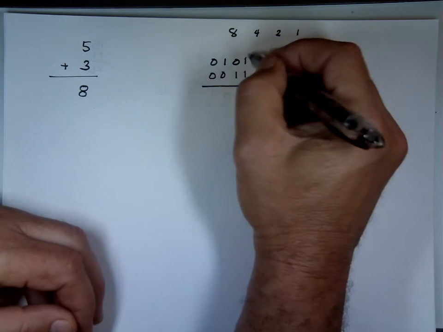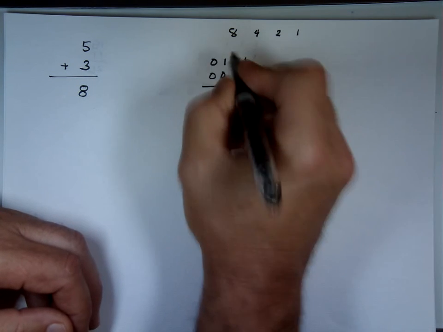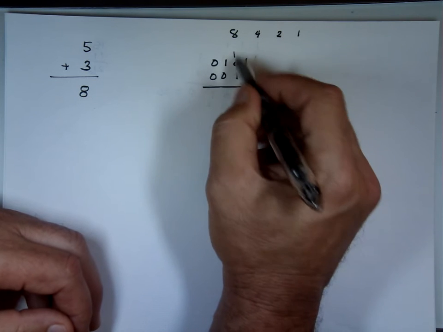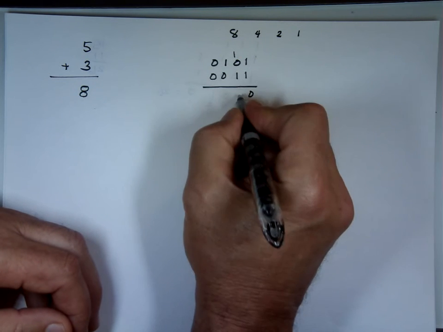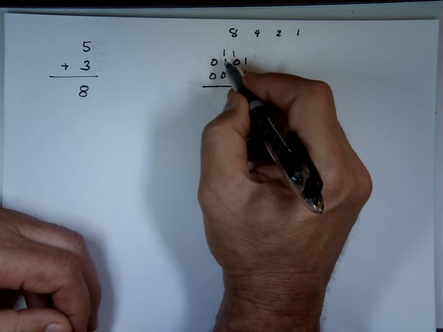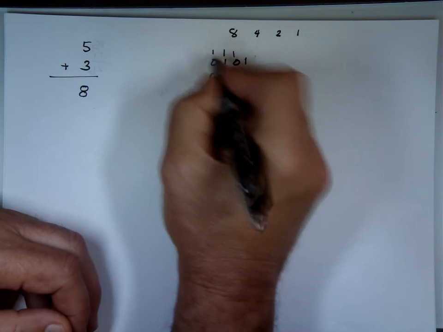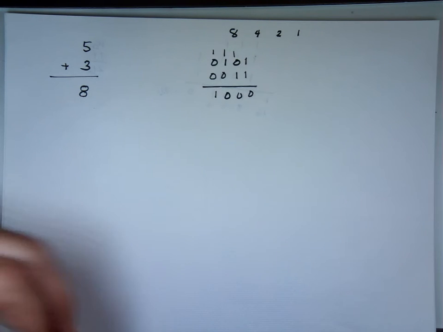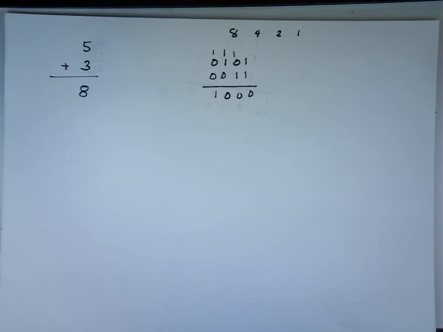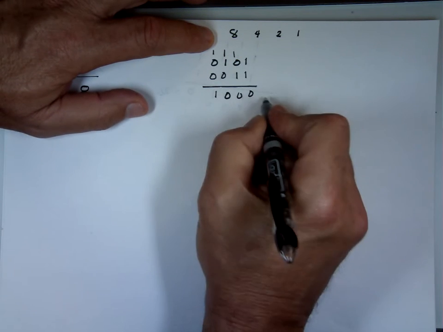1 plus 1 is 2. That's 0, carry 1. 1 plus 0 plus 1, that's a 2. 0, carry 1. 1 plus 1 plus 0, that's 2. 0, carry 1. 1 plus 0, which is 1. So 1, 0, 0, 0. What's that equal to? That's an 8.